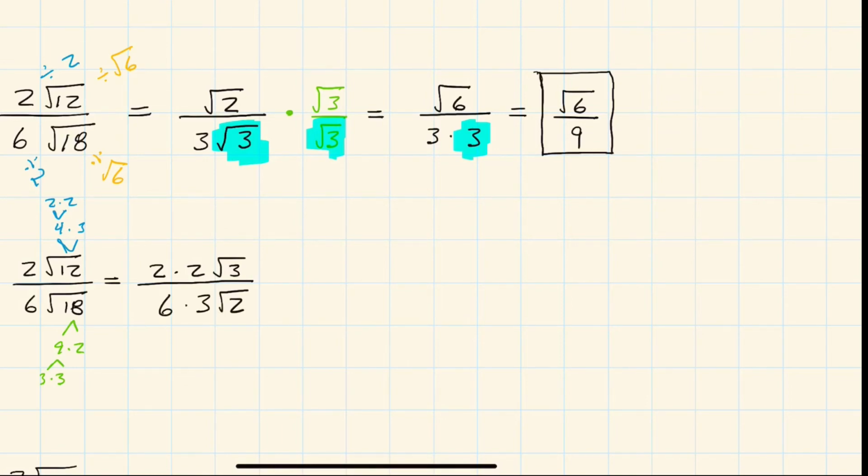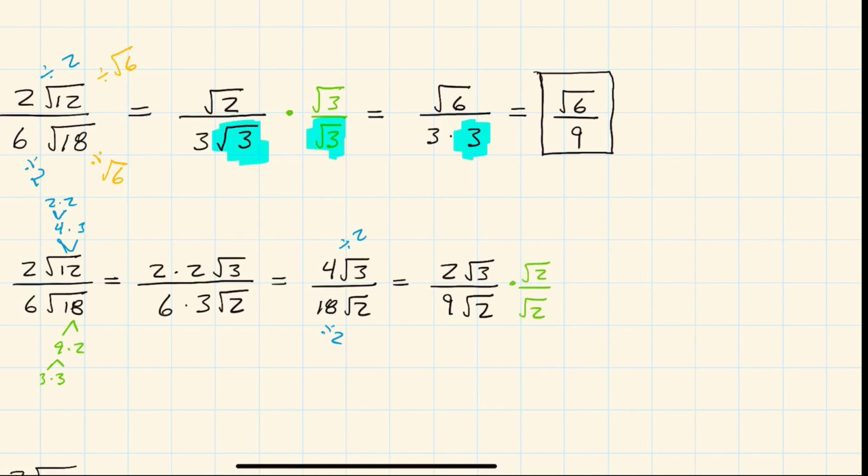So I get 2 times 2 is 4, so it's 4 root 3 over 6 times 3 is 18 root 2. And I'm going to simplify like a fraction now. 4 and 18, 2 goes into both of those, so I'm going to divide those both by 2. So I end up with 2 root 3 over 9 root 2. And now I'm going to rationalize the denominator. I can't simplify the radicals. I can't reduce as a fraction. Rationalizing I usually do as a last resort.